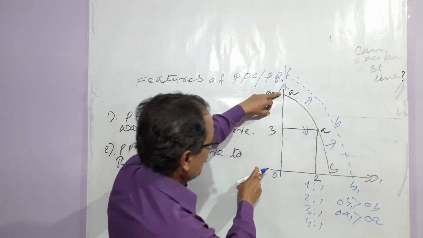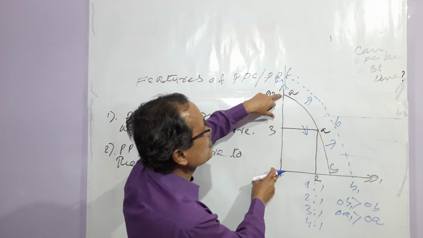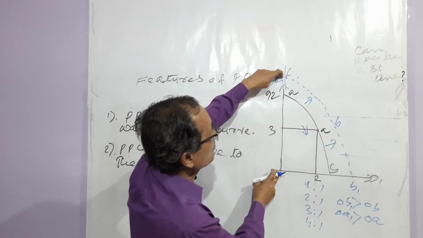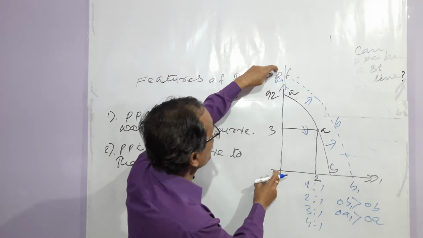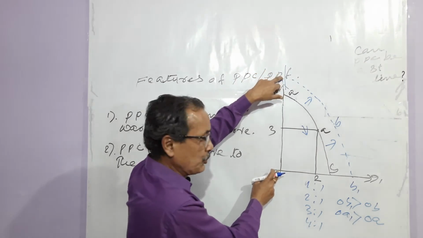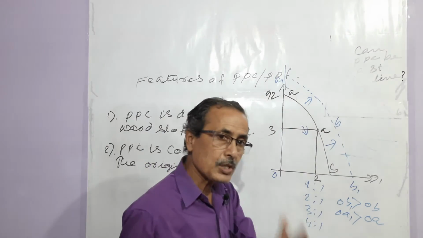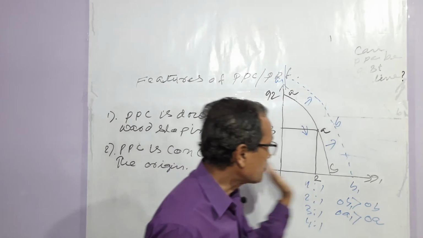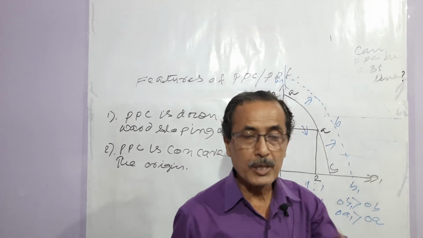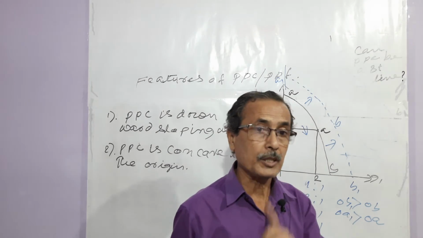That means this is OA. This amount of good 2 you could produce. Now you can produce this amount of good 2. That means OA1 amount of good 2 you can produce because of growth of resource. Of course, the resource has increased. So shifting of PPC to the right means growth of the economy of the country.